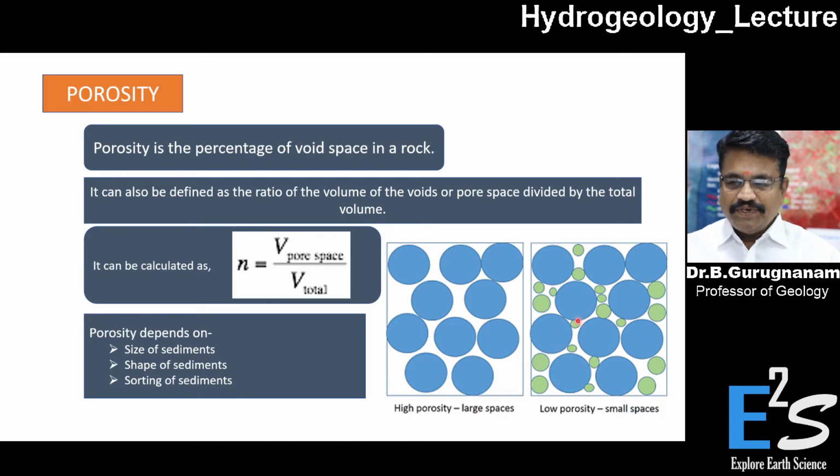If, in the large openings in between, you have other grain sizes, like this one is bigger in size, medium in size, and small in size, and suppose they are arranged in between, the open spaces will be reduced and cause low porosity, and the total volume of open spaces in that particular area is very small.